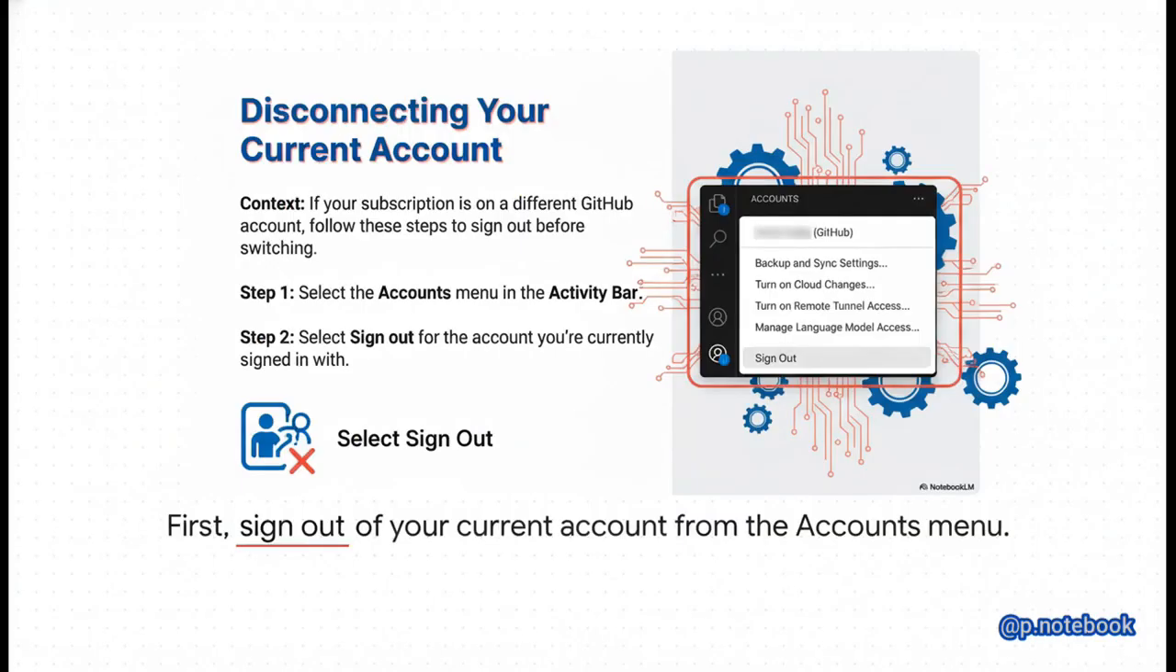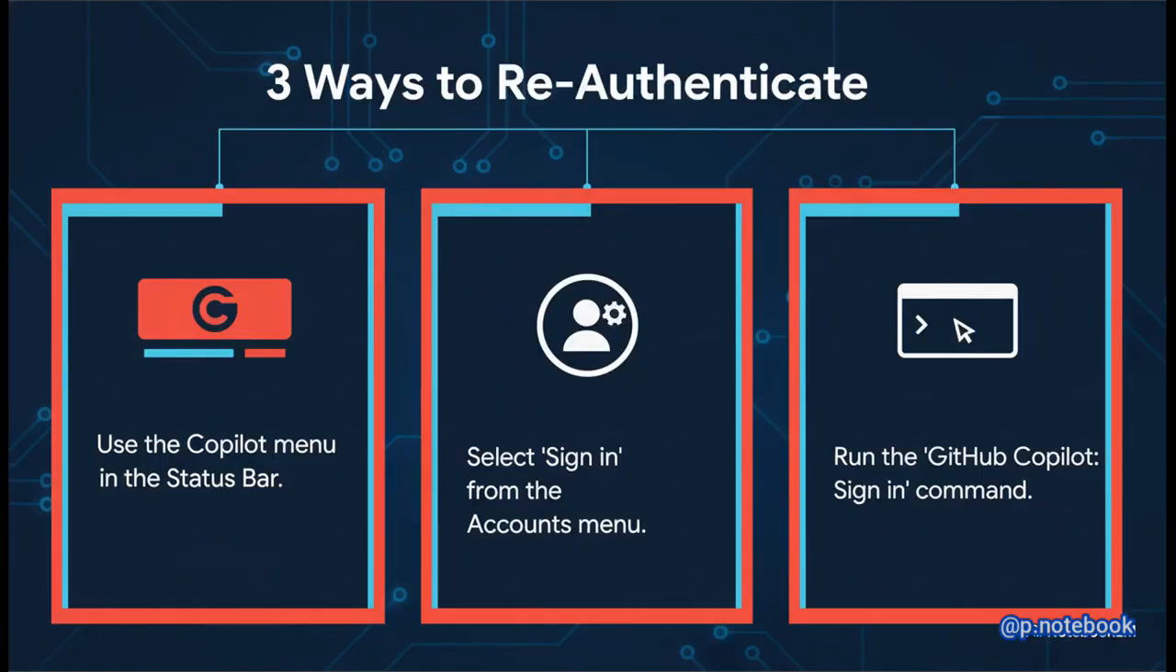To make the switch, you've got to sign out of your current account first. Just head over to the activity bar, that's the one with the little person icon, find the accounts menu, and hit sign out. Once you're signed out, you've got a couple of options to sign back in with your other account. You could use that status bar icon again or the accounts menu. But honestly, here's the pro tip. Just use the command palette. Type GitHub Copilot sign in. It is so much faster and you never have to take your hands off the keyboard.